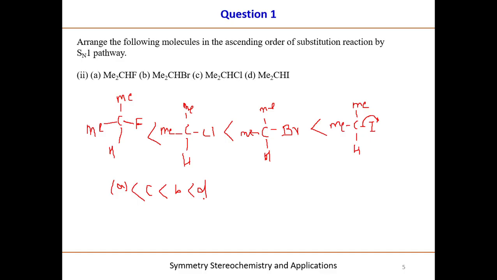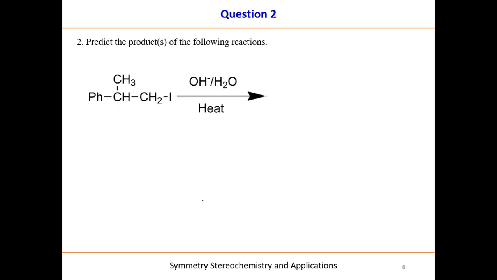Okay. Now let's move to question number 2. In this question, we have to predict the products of the following reaction. What will be the product for the following reaction? So here we have two different conditions. OH minus is a nucleophile, also H2O is a different nucleophile. So first, with OH minus, we have to write the reaction with OH minus.